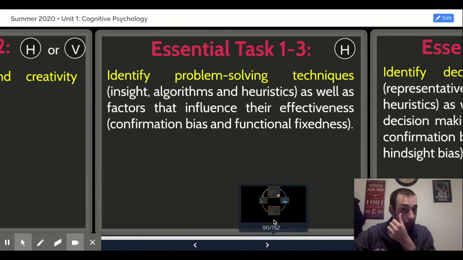This Essential Task is one that I recommend as a horizontal concept map. I will give you an overview of the boxes in just a moment so that you can verify that recommendation. And in terms of the text that you need to write down, you only need to write down identify problem-solving techniques as indicated in yellow.